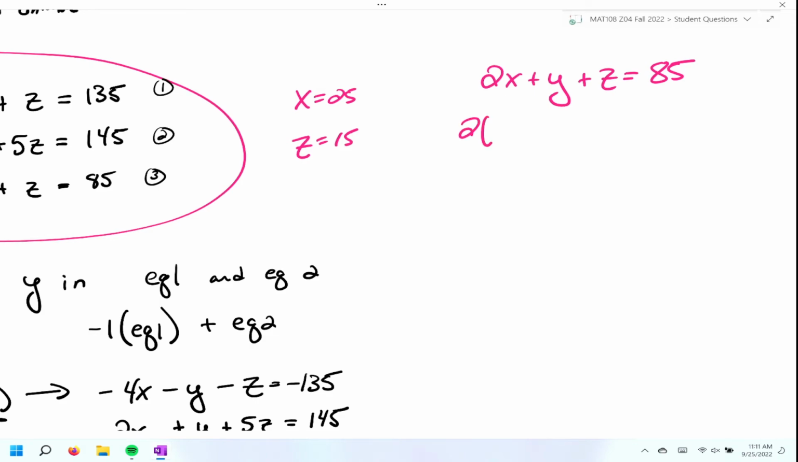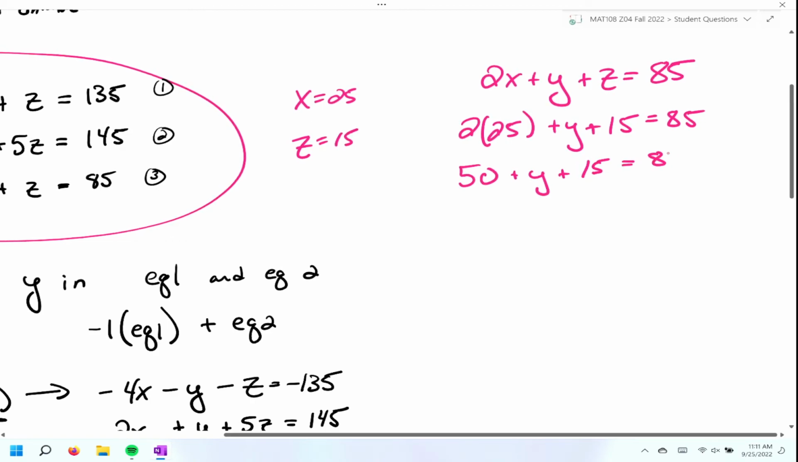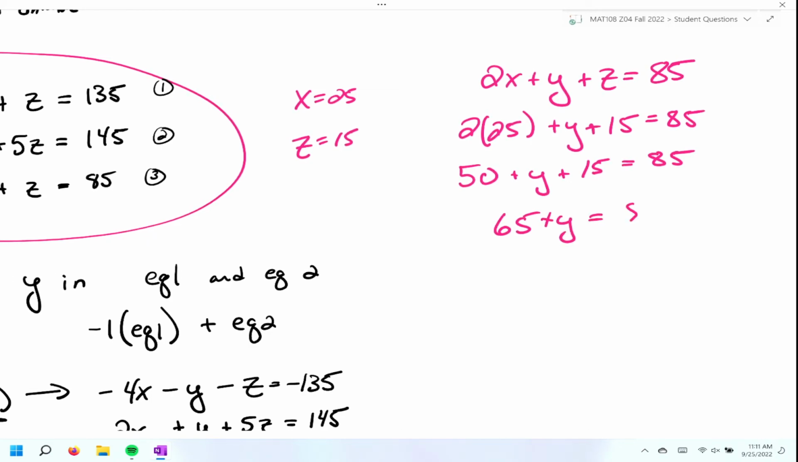Then we have 2 times 25 plus y plus 15 equals 85. That's going to give us 50 plus y plus 15 equals 85. 50 plus 15 is 65, plus y equals 85. And then finally, all I have to do is just subtract 65 from both sides of my equation to give me y equals 20.